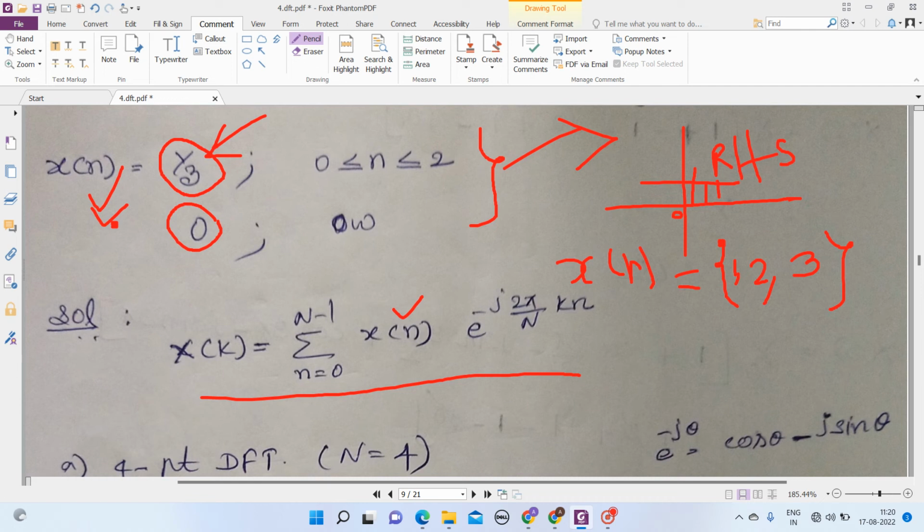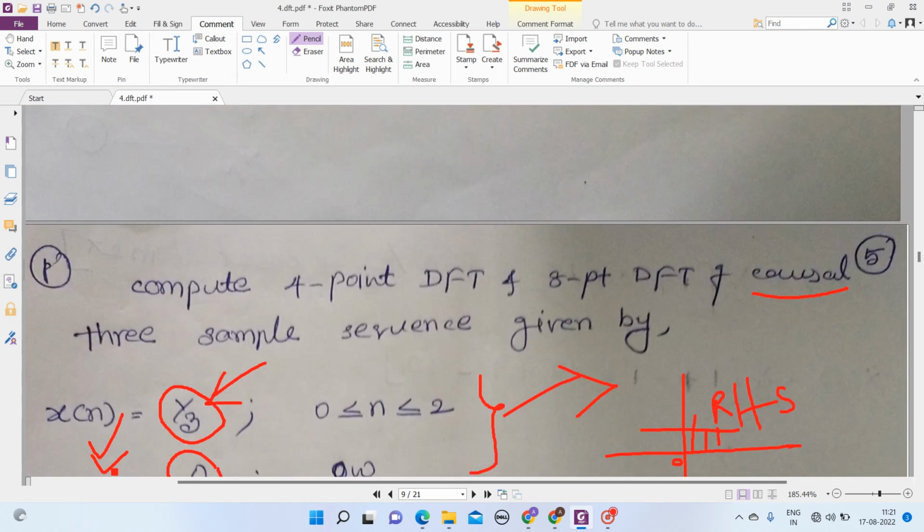Summation n is equal to 0 to capital N minus 1. What is this N? N is the number of points, and you have to find the DFT for that number of points. Here they have given 4 point, this is the capital N, and 8 point, this is the capital N. Here you have to find the DFT of x of n for 4 point and 8 point. Today we will discuss only 4 point. For 8 point, you have to solve the problem in a similar way. I will upload these notes.